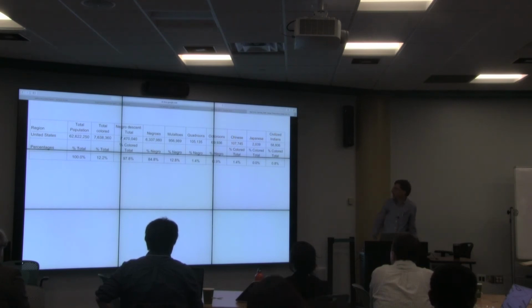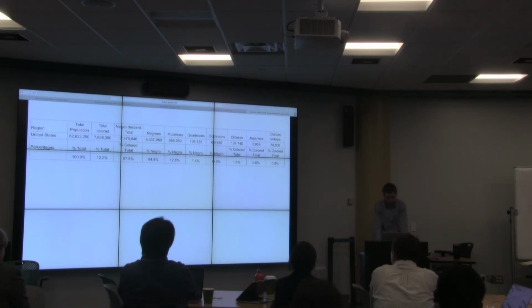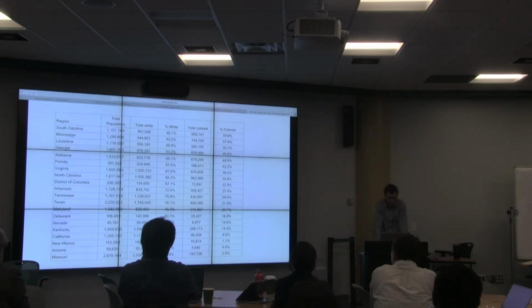The Chinese and Japanese populations were almost entirely in California at this time. Civilized Indians, we're not even going to talk about that. That's just really important and really complicated. This is the distribution among the states that had some of the highest colored populations, and again, primarily located in the US South for obvious reasons. This is 25 years after the Civil War. Mostly we're talking about the same states that had the slaves before the Civil War.